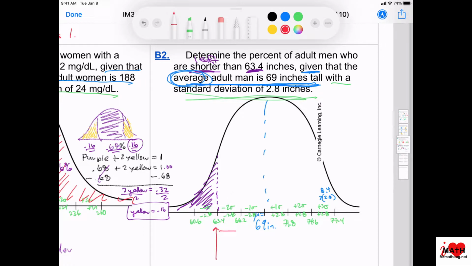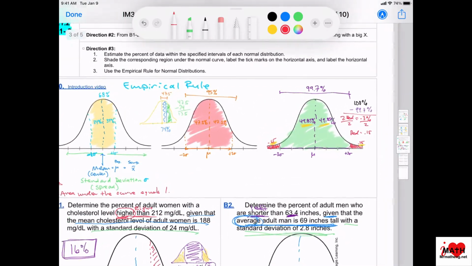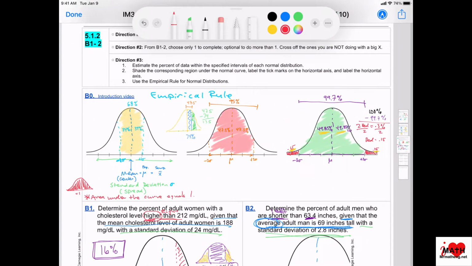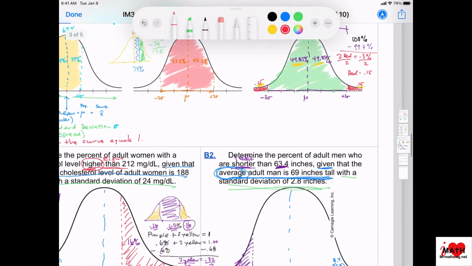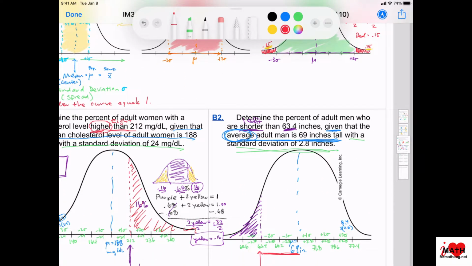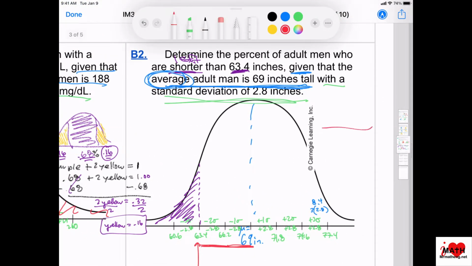Well, if I go from the center, this represents 2, right? 1, 2 standard deviations. So if I go back up here and I use the empirical rule, which of these shaded regions, the yellow, red, or green? Well, 2 standard deviations would be this one, 95%. So let's go ahead and use that information.